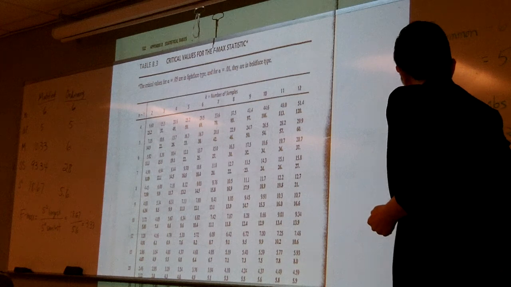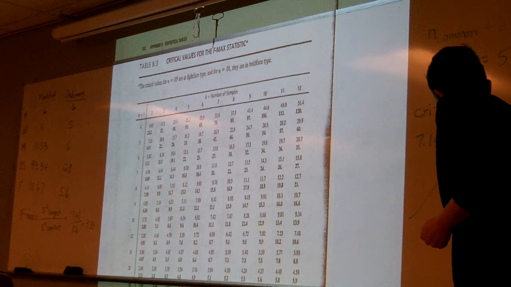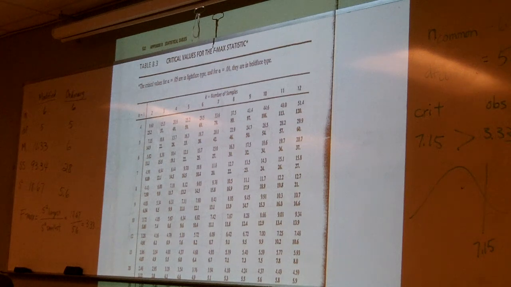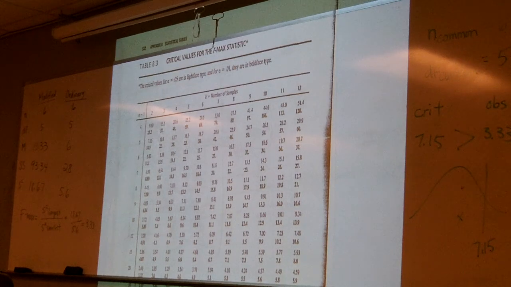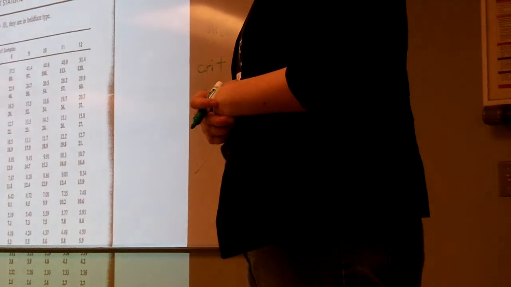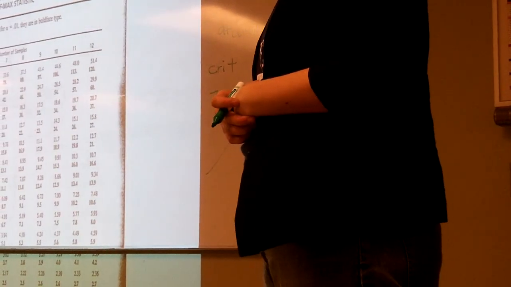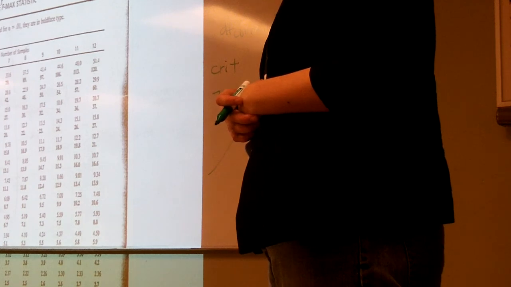Imagine that we have a distribution like this. Here's a cutoff value of 7.15. Okay, that's our critical value. Our observed value is there. Are we going to reject or retain? Retain. Okay, we're going to retain the null hypothesis. So what does that mean when we retain the null hypothesis?